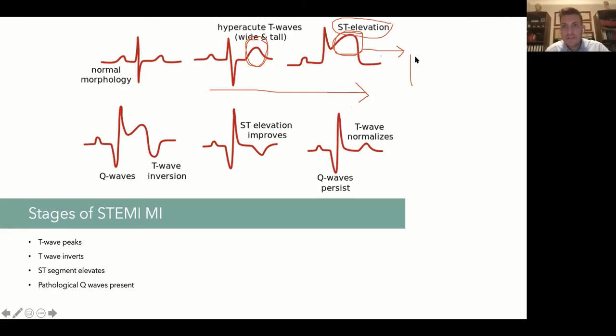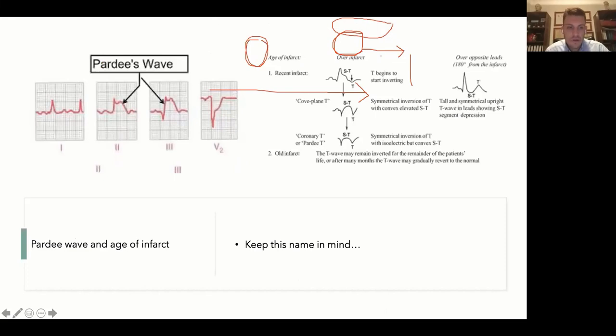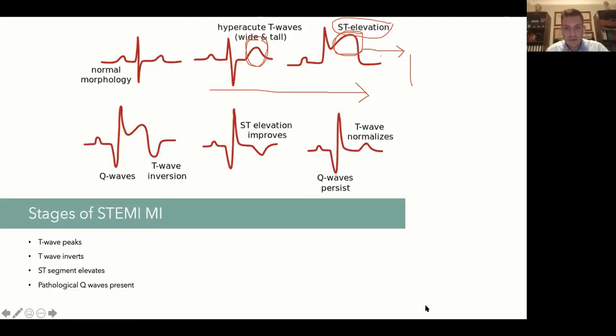Good. As you can see, as time passes by, there is again a difference in the morphology of the MI and how it presents. As you can see, the T wave morphology changes and it becomes inverted, even though here it was way high up along with the ST. And this is where we pass to the subacute stage of the MI, where the ST elevation has improved drastically. You can see it's nearly flat. The T wave is opposite.